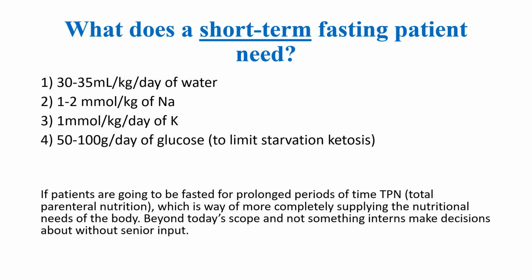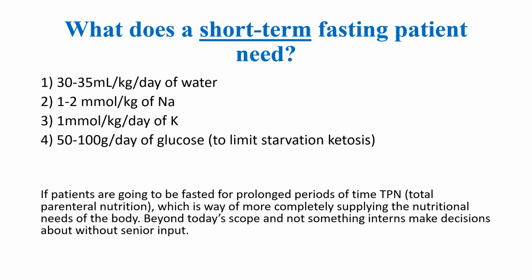There are 4 core requirements. Firstly, they need 30 to 35 mils per kilogram a day of water. They need 1 or 2 millimole per kilogram of sodium, 1 millimole per kilogram per day of potassium, and about 50 to 100 grams a day of glucose. And that's to limit starvation ketosis.